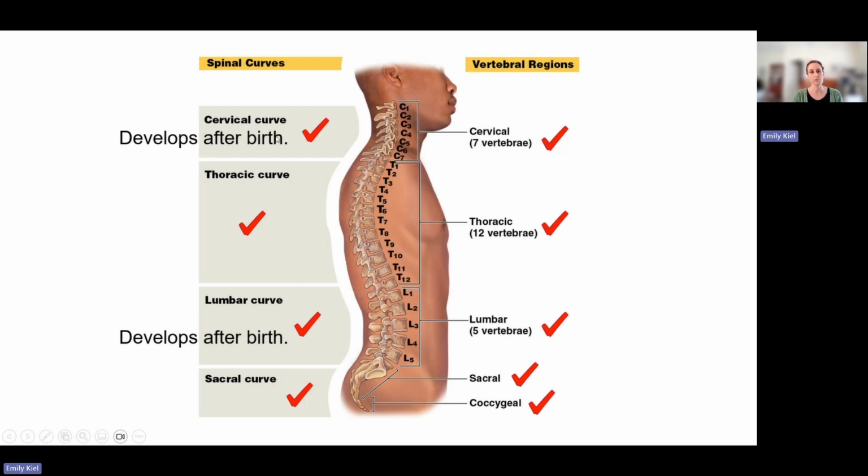So your cervical curve, this develops after birth. You've got your thoracic curve that is developed during birth. Your lumbar curve develops after birth, but your sacral curve is present in utero. So know which ones develop before and after birth.